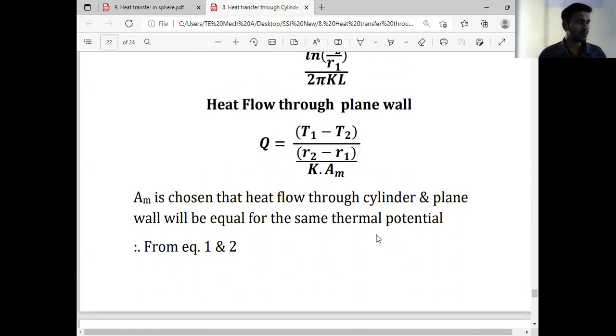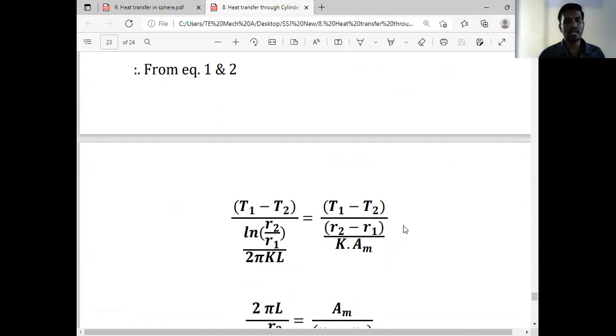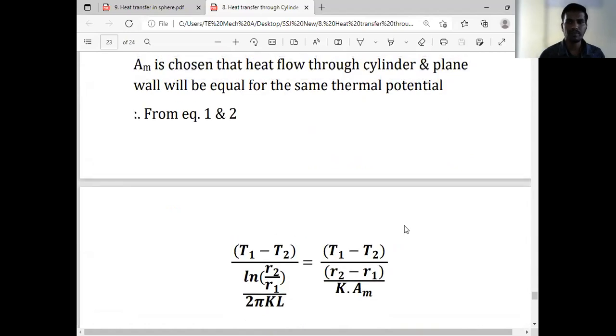Same thermal potential म्हणजे काय असणार आहे? Same temperature difference. So from equation 1 and 2 काय करायचं ते आपल्याला दोन्ही इक्वेट करायचे आहे. So by equating these two equations, equate करा दोन्ही equations. T1 minus T2 divided by ln of R2 by R1 divided by 2 pi KL is equal to T1 minus T2 divided by R2 minus R1 divided by K into AM.